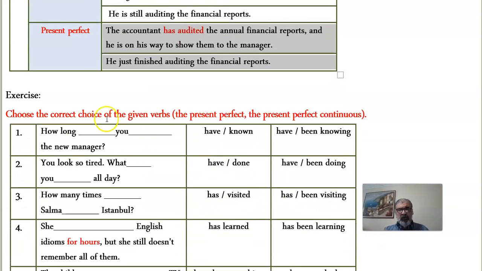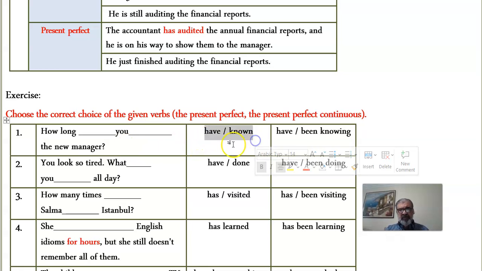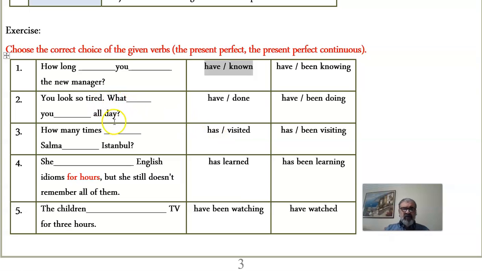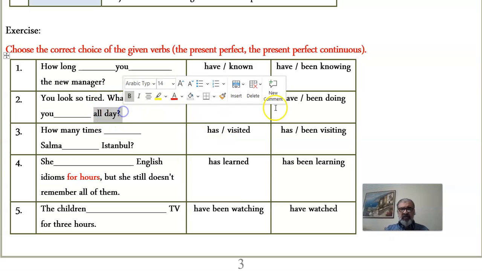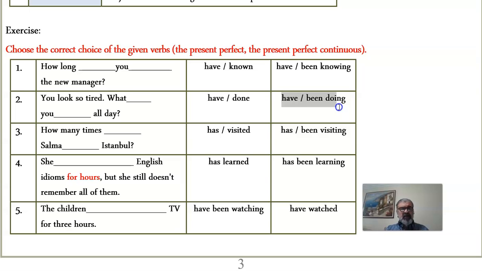What I need you to do is to look for clues, and in many cases, by the way, it has to do with common sense also. And the type of verbs, are they continuous or non-continuous? Do they accept ing or not? And by the way, you should really work on common sense as well. How long? You could say have been working, but not have been knowing. So instead you say, how long have you known the manager, the new manager? You look so tired all day. It's an indication. What have you been doing all day?